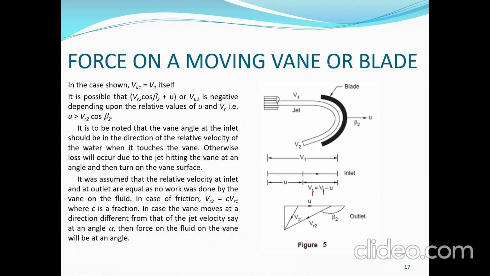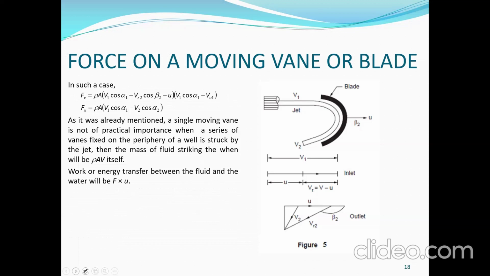Yung alpha 1 kanina, hindi sa equal. So, meron ng component to. So, in such a case, Fx is equal to rho A times V1 cosine alpha 1 minus V2 cosine beta 2 minus U times V1 cosine alpha 1 minus V sub U1. Or rho A times V1 cosine alpha 1 minus V2 cosine of alpha 1.